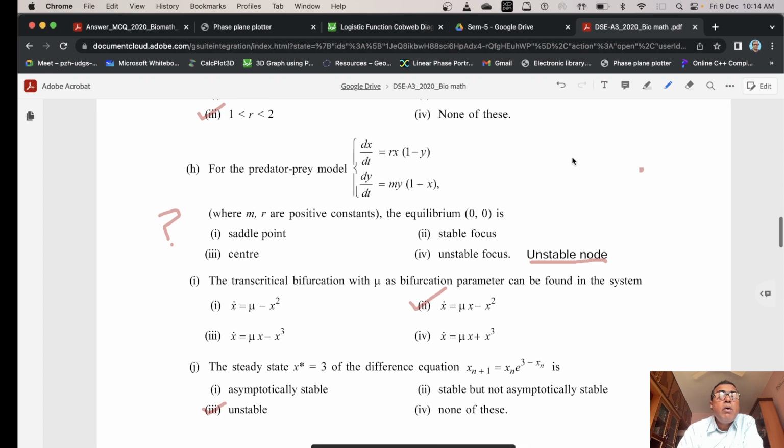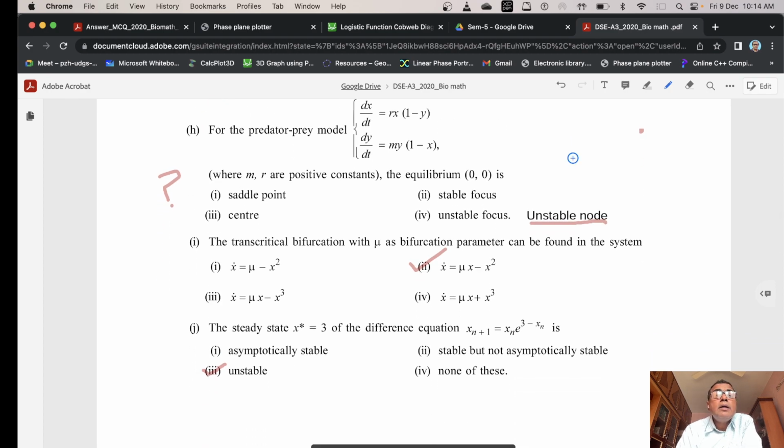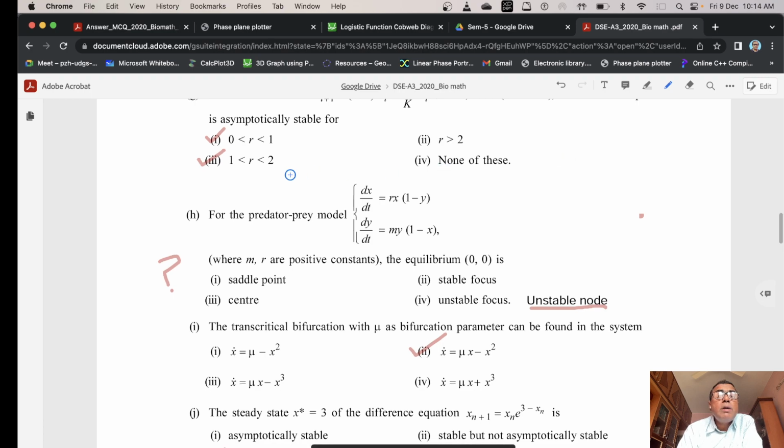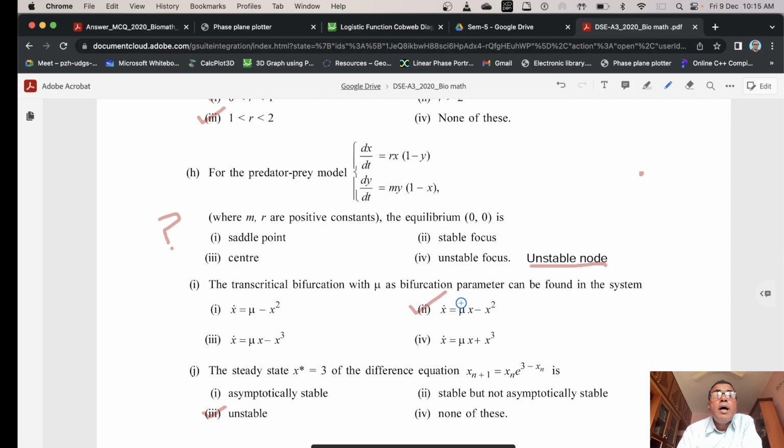Next question, the transcritical. Next question, for the predator-prey model, dx/dt equals rx(1 minus y), dy/dt equals my(1 minus x), where r and m are positive parameters and the equilibrium is (0,0), the trivial equilibrium. Here there are two equilibria. One is (0,0) and the other is (1,1). We get two equilibrium points. So first we discuss the trivial equilibrium (0,0).